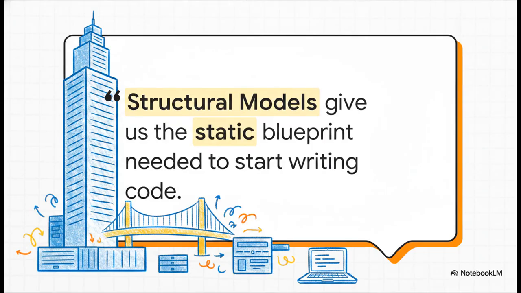To conclude today's lecture, why do we do all this drawing and modeling in the first place? Because structural models give us the static, architectural blueprint needed to start writing actual object-oriented code. You can't build a stable skyscraper without an architectural blueprint, and you sure can't build a reliable software system without a structural model. It's the bridge between understanding what the system should do and actually typing out the logic.